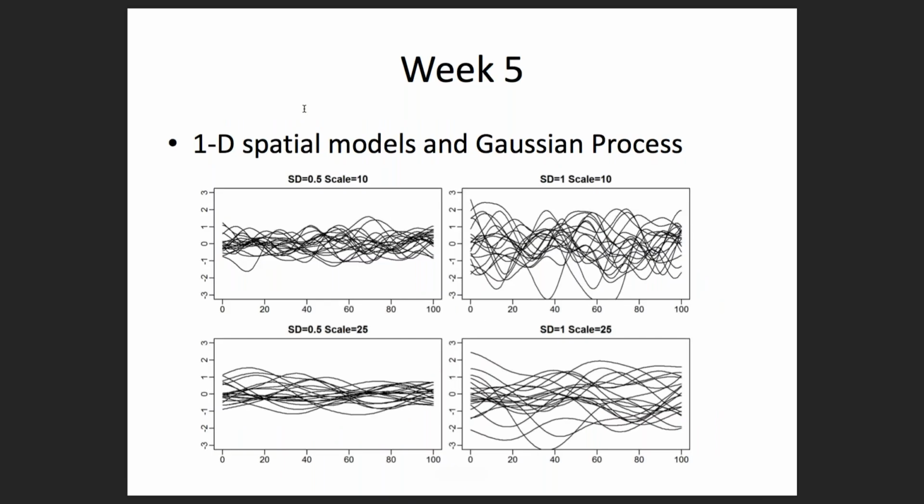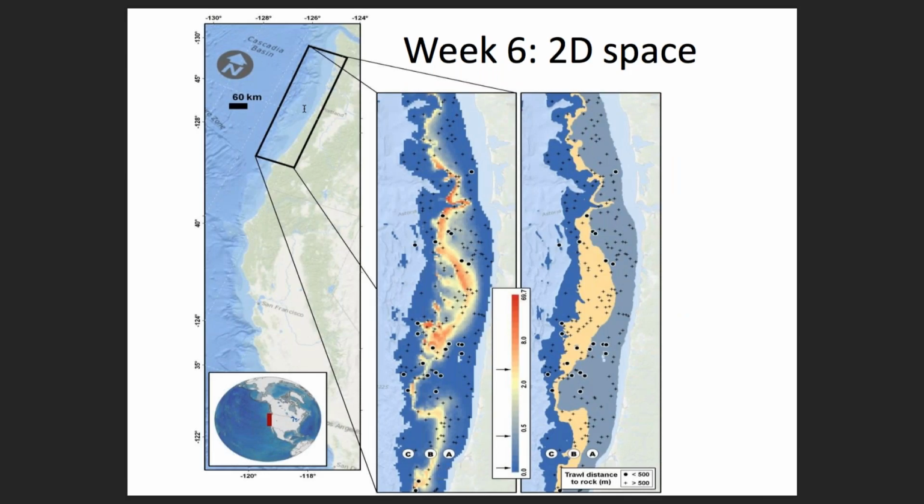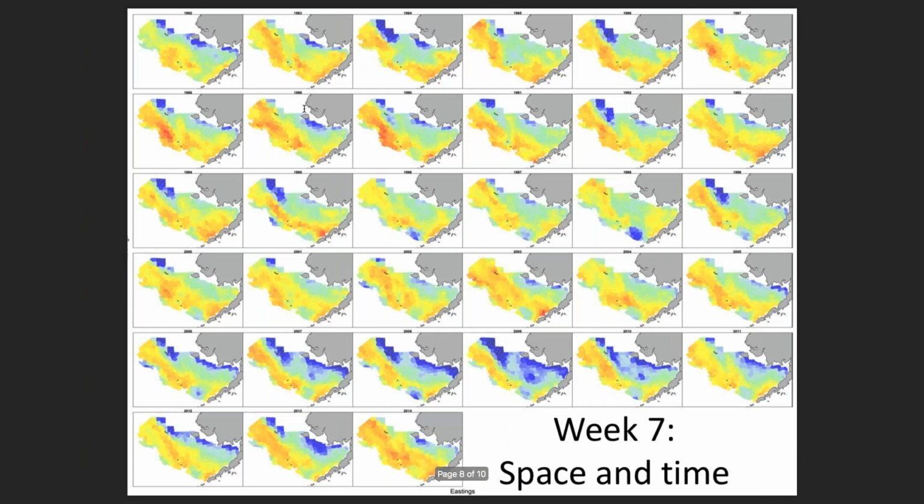Then in week 5, we start out doing a similar thing again with 1D spatial models and how that relates to Gaussian processes. And also how to do these as separable models, in a computationally efficient way. In week 6, we start doing 2D spatial models. In week 7, we do space-time models, so models that have two spatial dimensions and a time dimension.